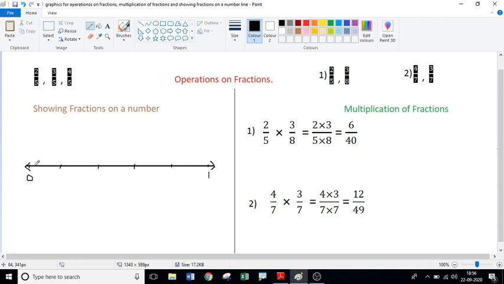This is the first line after 0, so we will place 1 upon 5 here. Now why 5? Because we are making 5 equal parts of the line from 0 to 1. If this is 1 upon 5, obviously this will be 2 upon 5. Next, 3 upon 5.